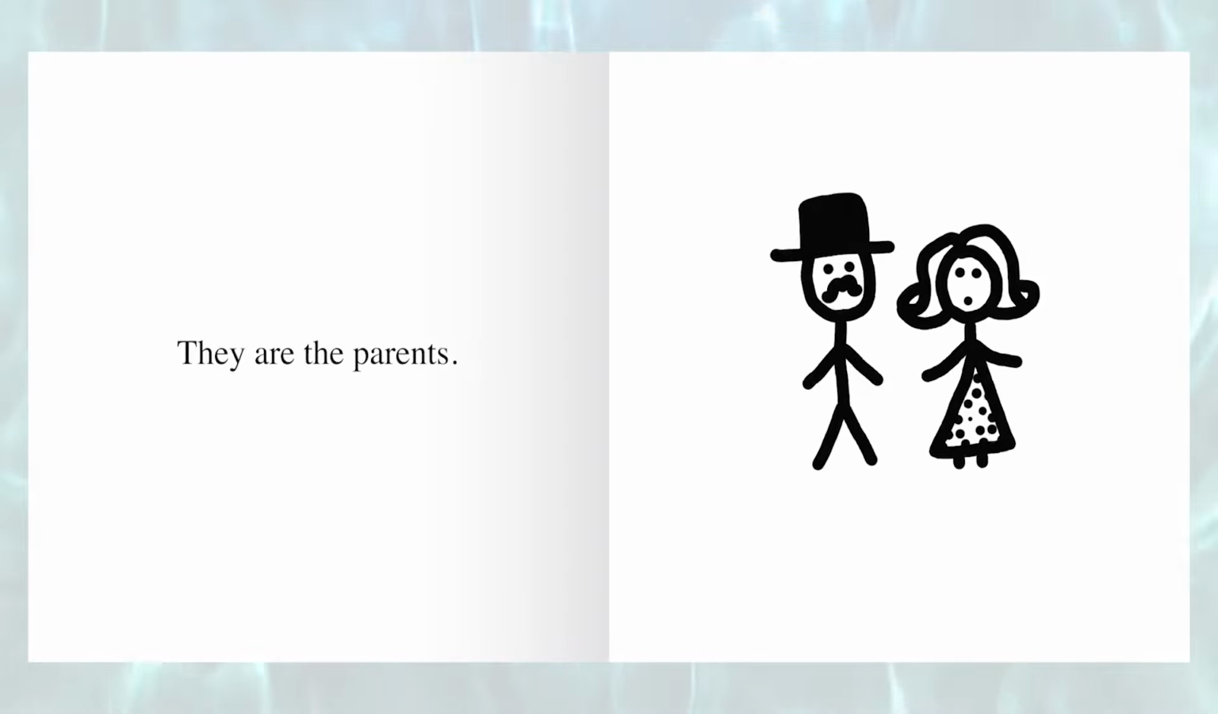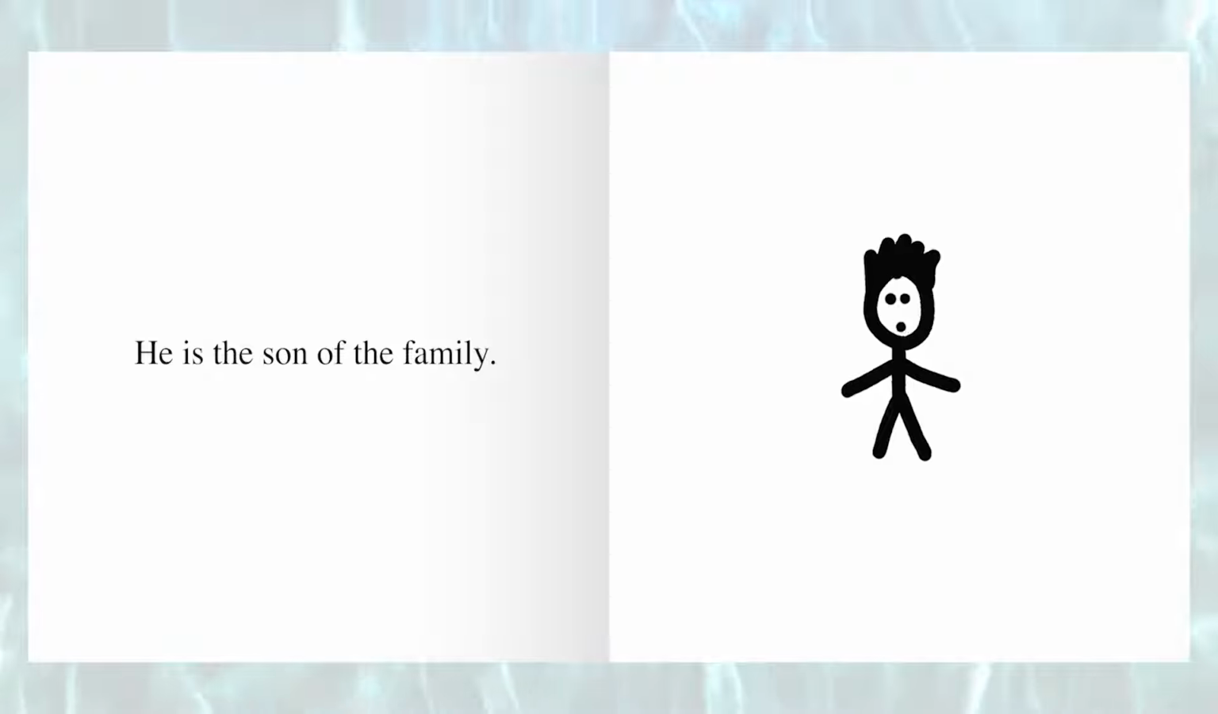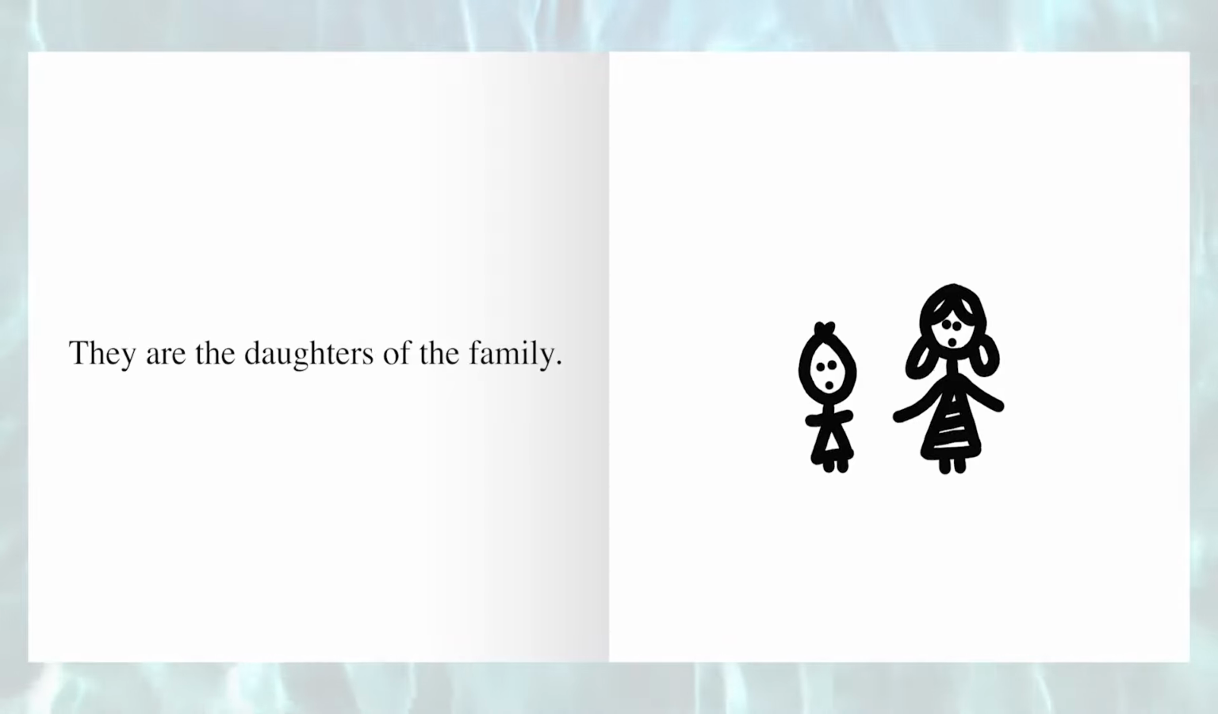This is Mr. and Mrs. Smith. They are the parents. This is John. He is a child. He is the son of the family. This is Helen and the baby. They are also children. They are the daughters of the family.